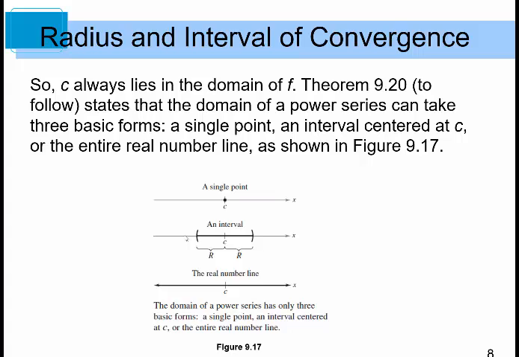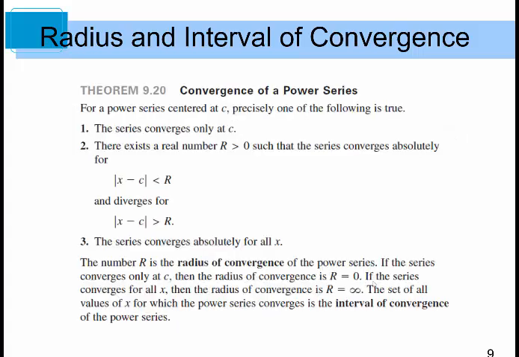Okay, so we have theorem 9.20, which states that the domain of a power series can take 3 basic forms: a single point, an interval centered at c, or the entire real number line, as you've seen below. So it can converge at a point, on an interval, or at all real numbers. So the domain of this power series has these 3 basic forms.